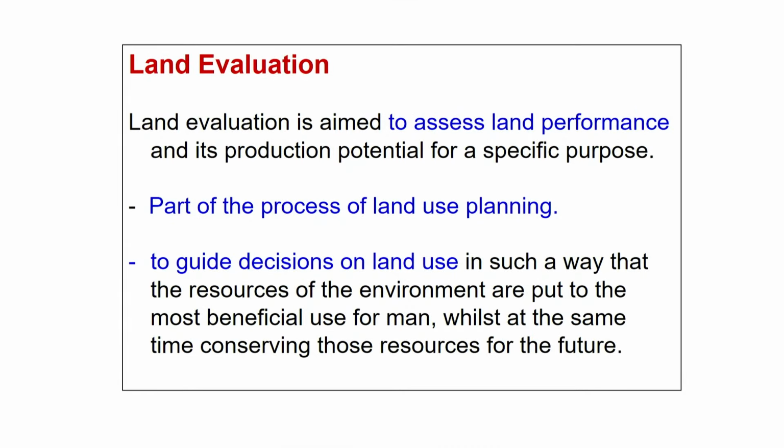Then after preparing the soil map, the question comes how to use this map for land use planning. So we do the land evaluation. Land evaluation is a tool which is used to assess the potential of land or soil for suggesting the various land use types. It guides decisions on land use. That means how suitable this soil is for agriculture or for forestry, all these constraints and potentials we can study.